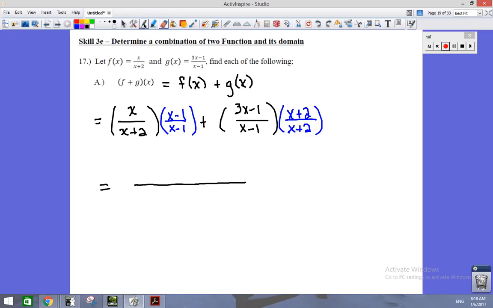All right, so what this is telling me is that I have the same denominator, and these two fractions can be written as a single fraction, and it's going to have a denominator of x plus 2 times x minus 1. Now, for my numerator, I'm just going to add these two numerators together. So I'm going to have x times x minus 1, and I'm going to have 3x minus 1 times x plus 2.